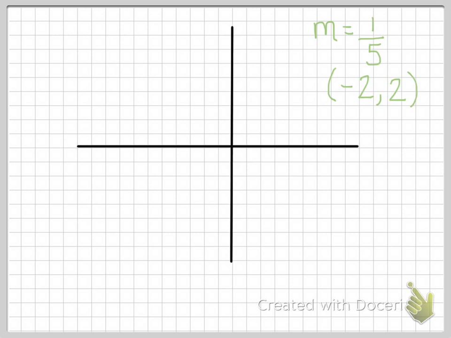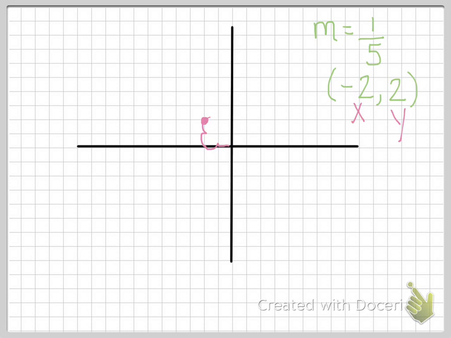Now, this is a little bit of a challenge. You'll see some of these. So this is where you're given the slope, so m equals 1/5, and you're given a point. So you're going to first plot the point. So -2, you know, these are our x's, and these are our y's. So -2, 1, 2, and then we're going to go up 2. So here we go, 1, 2, and then 1, 2. So here is our initial point.